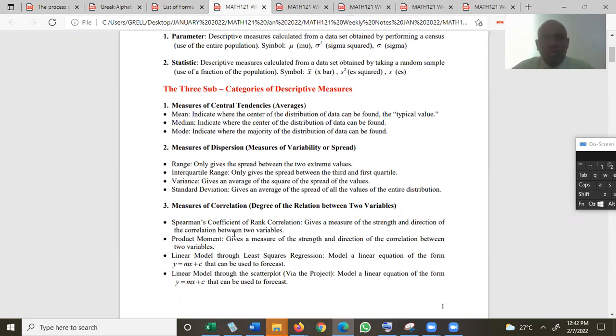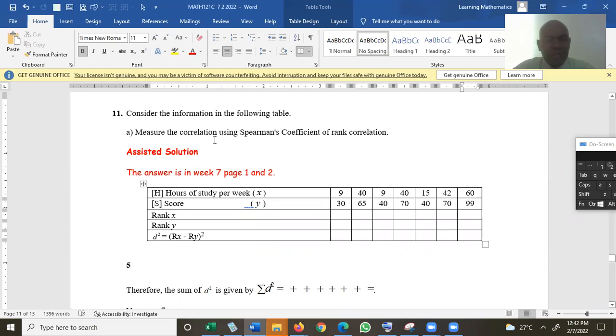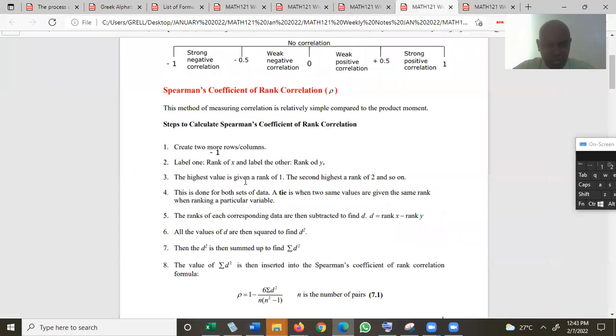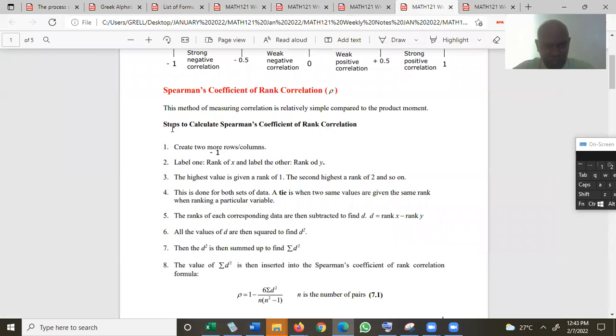Okay, so number 11, part A, is dealing with the Spearman's coefficient of rank correlation. Assistance is in week 7, page 1 and 2. So let's go to week 7, page 1 and 2, starting with page 1. Okay, here it is, Spearman's coefficient of rank correlation.